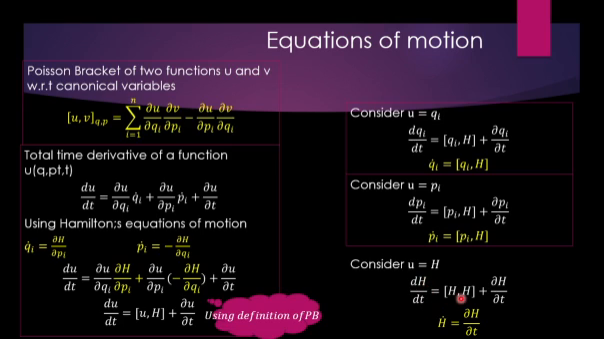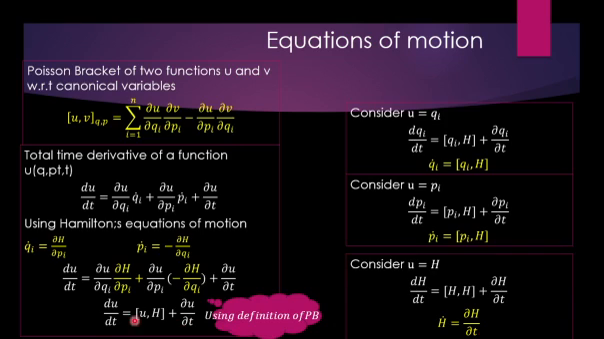Now for the last one, you just have to substitute u with H, so it will be dH/dt equals the Poisson bracket of H with H plus ∂H/∂t. And you know, the Poisson bracket of any function with itself is 0, so H dot will be equal to ∂H/∂t itself. So these three are the equations of motion.